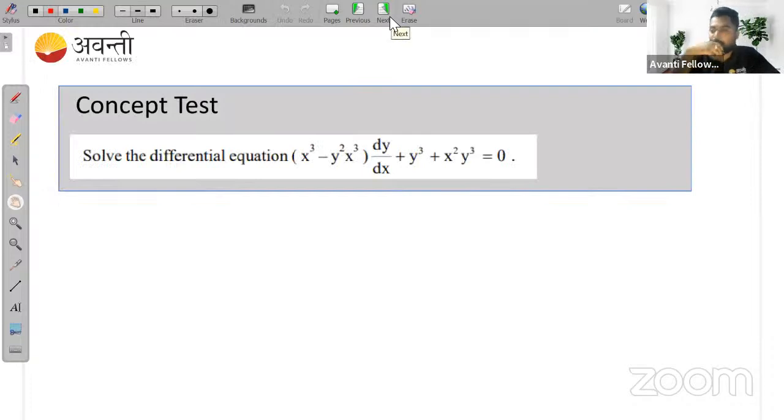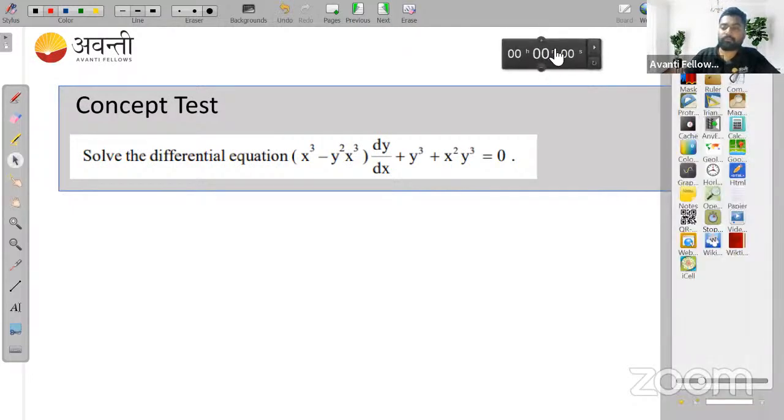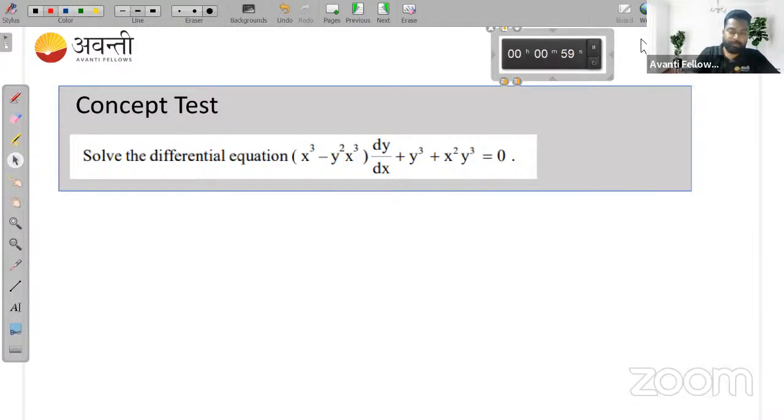See, you have a concept test for you, and for these questions I'm giving you 1 minute only. Your time starts now. Try to solve it. Use the variable separable method and try to solve it.